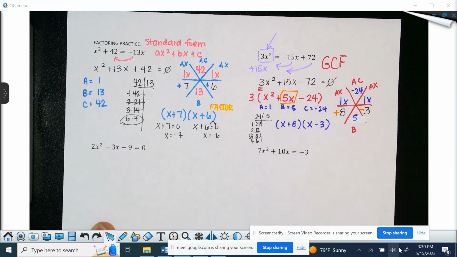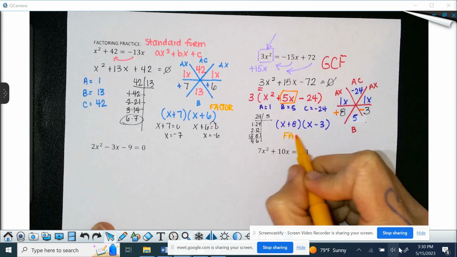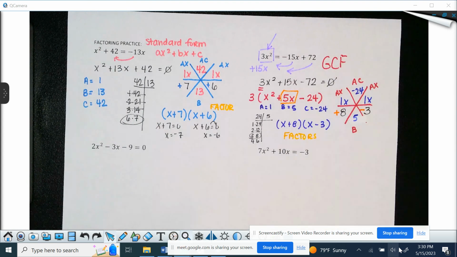Again, for those in the back, these are factors. And to solve, we would take each one, set it equal to 0, and then we would find our x-intercepts, our zeros, or our roots.